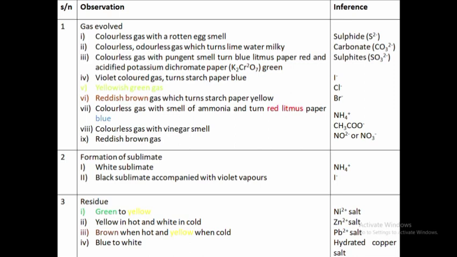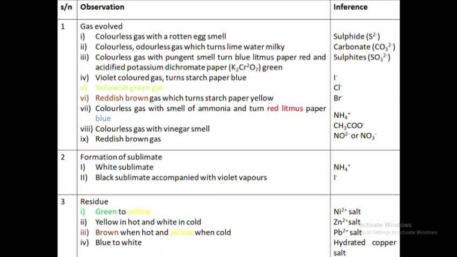Also, when you get a colorless gas with a smell of ammonia, you know that ammonium is present. All ammonium salts decompose on heating. Ammonia, because it's alkaline, turns red litmus paper blue. When you get a colorless gas with a smell of vinegar, you know that acetate is present. Hydrated acetates on heating form acetic acid.